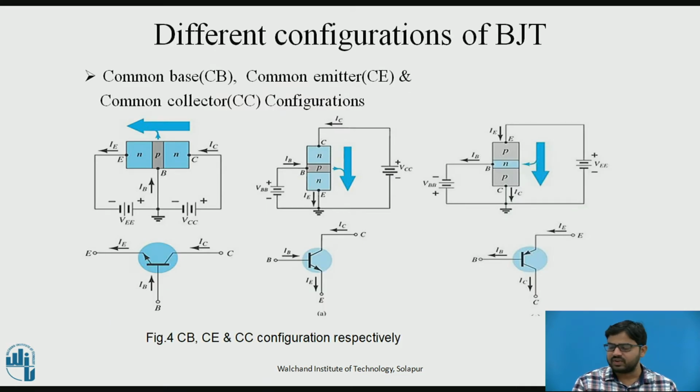These are the different configurations of the BJT: common base, common emitter, common collector. In the common base configuration, the base is common between input and output. In the common collector configuration, the collector is common between input and output. And in the common emitter configuration, the emitter is common between input and output.